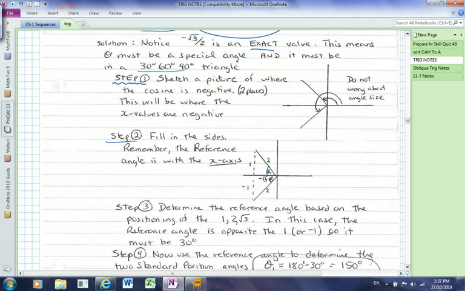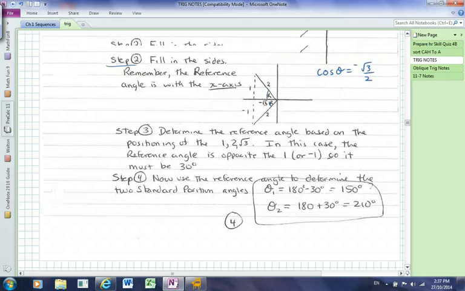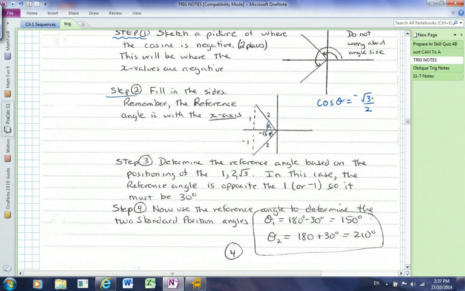And so I knew that the, hang on, let me just relearn, what was that question? Cos of theta was, is it root 3 over 2? Negative root 3 over 2, is that what it was? Okay, yeah, there it is, okay. So that means the adjacent is negative root 3. That's why I put that there.